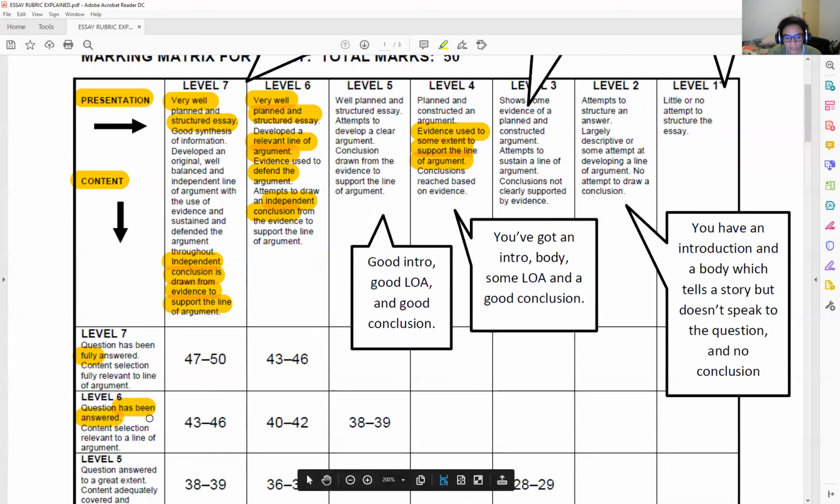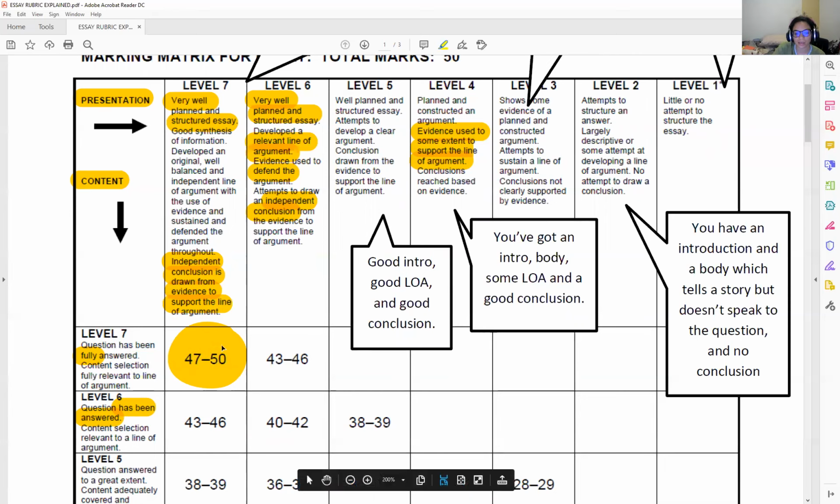But because you forgot something, it's not fully answered. Now I see. Level 7, everything is there. You've got good synthesis of information. You've got an original line of argument. You've got an independent conclusion. Then I put you in this block here.